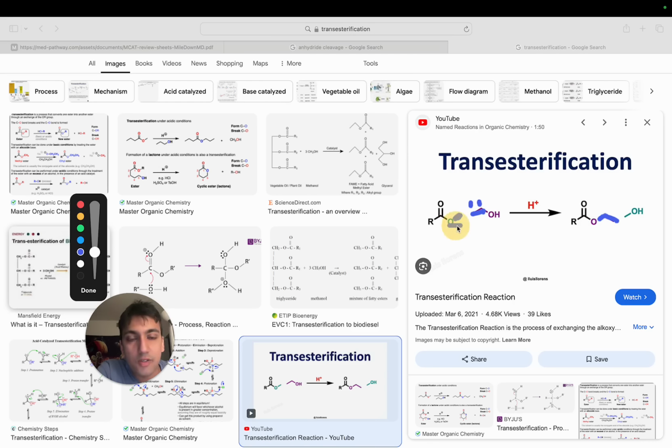This one carbon plus the oxygen leaves as methanol, right? So this over here is getting replaced by this over here. That's what transesterification is referring to, and it happens when you combine an ester with an alcohol, and you just replace one ester group with another.